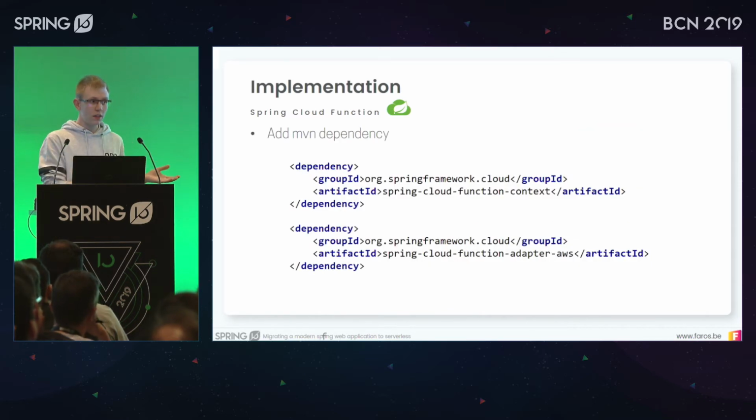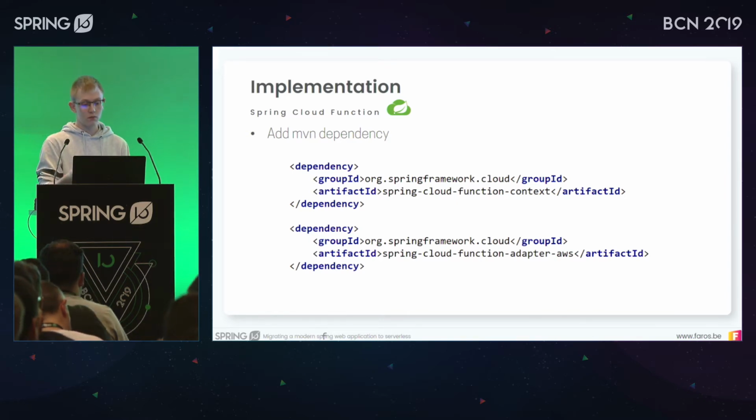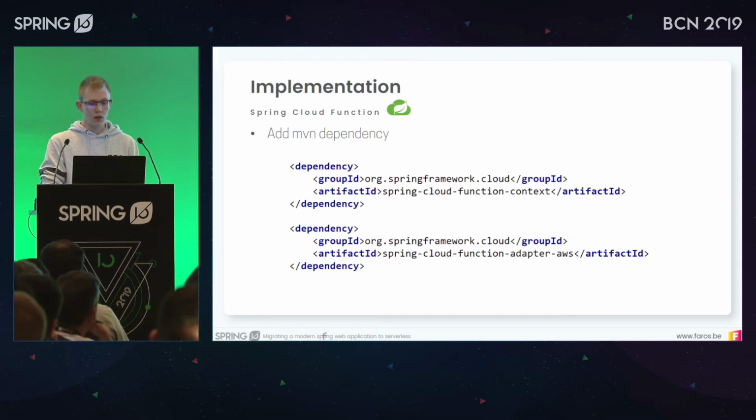I spoke about dependencies already, and these are the ones you would need. You've got the basic Spring Cloud Function context, which is the core of Spring Cloud Function and will enable you to run a function, while the Spring Cloud Function adapter, in this case the AWS adapter, will then start to cater towards a specific platform. There's always a small implementation cost, but usually it's simply implementing an interface without much work.